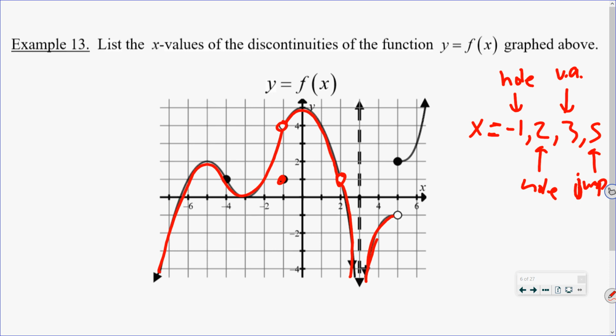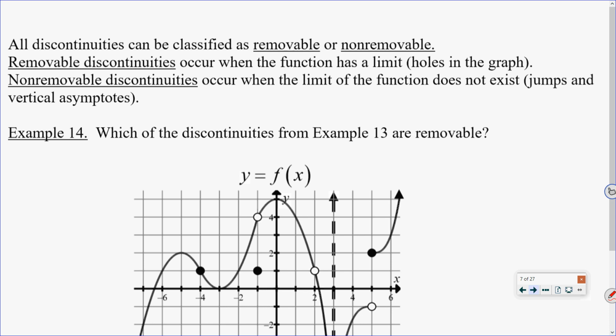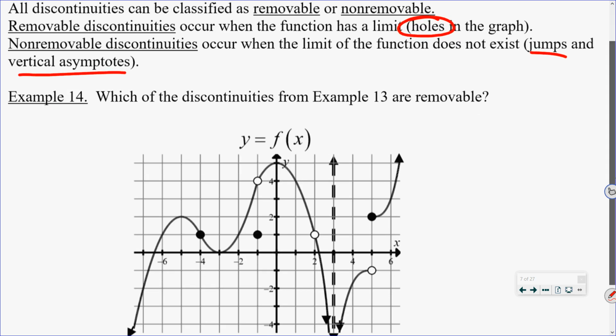Sorry, that was bad writing there, but we call that a jump or sometimes a break in the graph. So all these discontinuities we can basically put into 2 categories. The 2 categories are either removable or non-removable. Removable discontinuities occur when the function has a limit. So if it has a limit, in other words, if it's a hole in the graph, then it's going to be a removable discontinuity. If there is no limit, that means it's either a jump or a vertical asymptote, and that's considered non-removable. So it wants us to tell which one of those are removable.